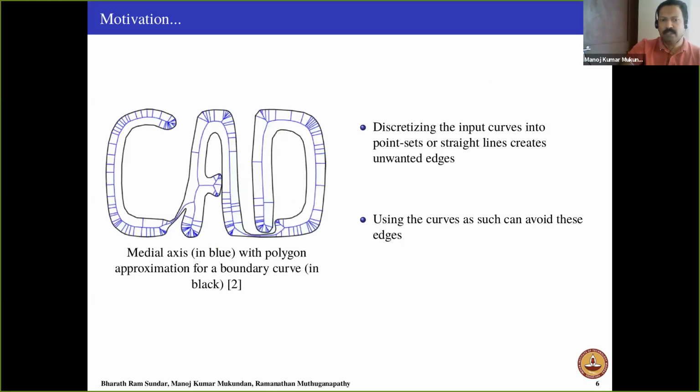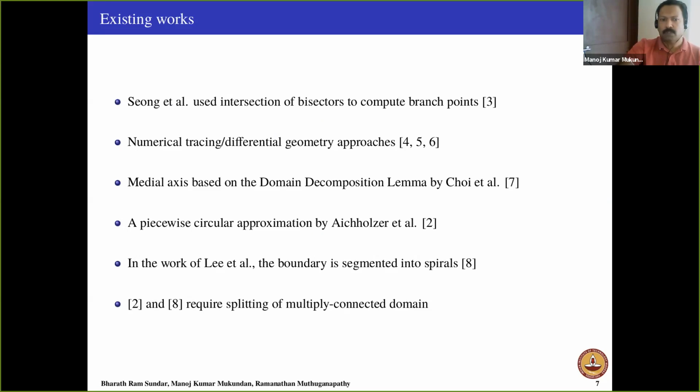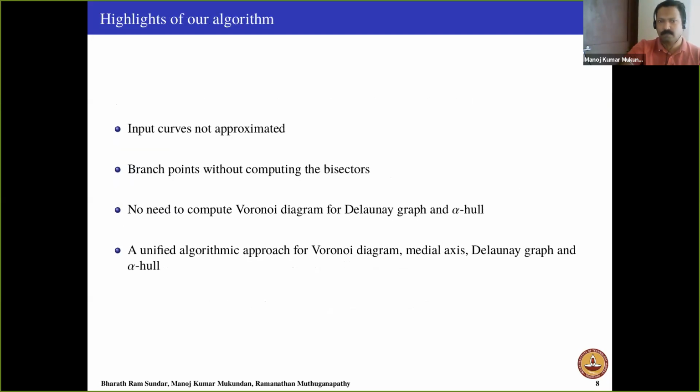Input curves are usually approximated by discretizing into points or lines, which makes the computation of bisectors easier. But this creates unwanted edges as shown here. Most of the existing works are based on intersection of bisectors to compute branch points. Aishwarya's work has used a piecewise circular approximation of input curves, whereas Leotel has used spirals to discretize it. But both these works require splitting of multiply connected domains into simply connected ones.